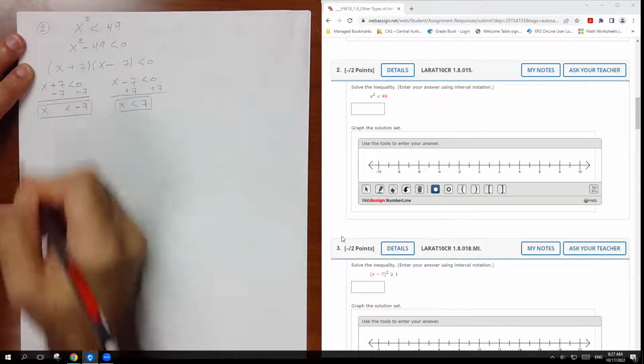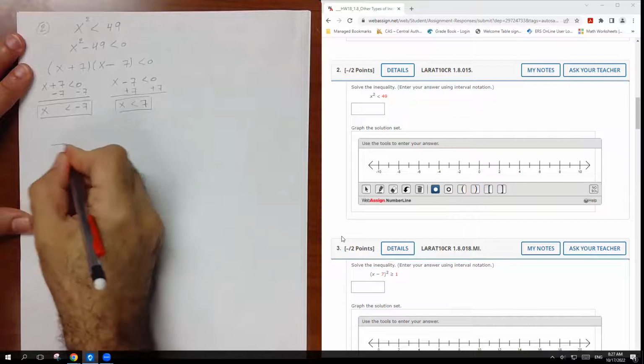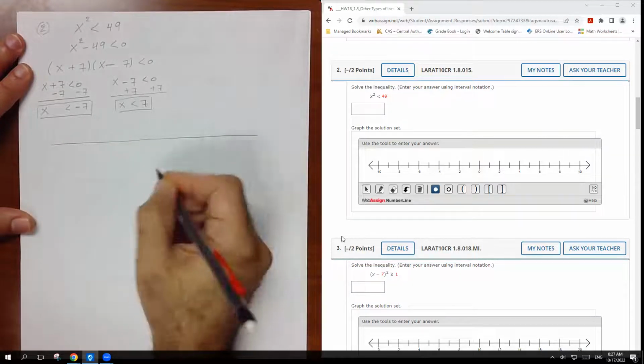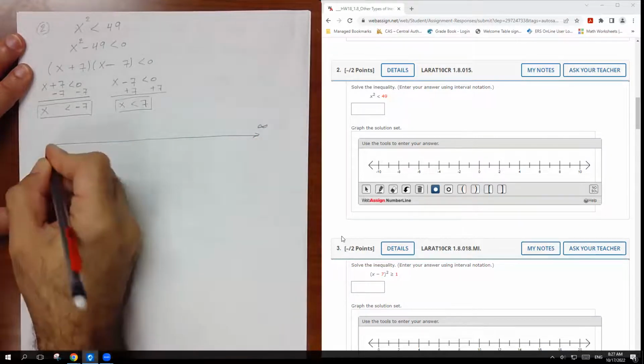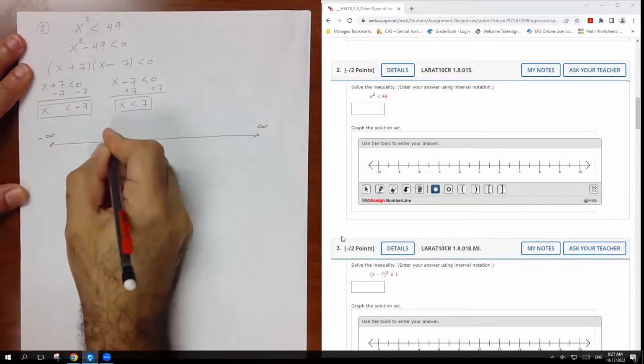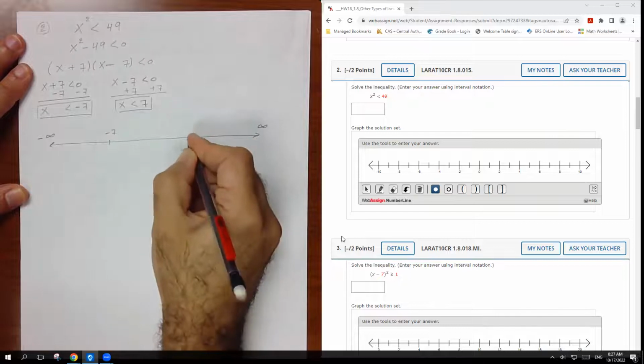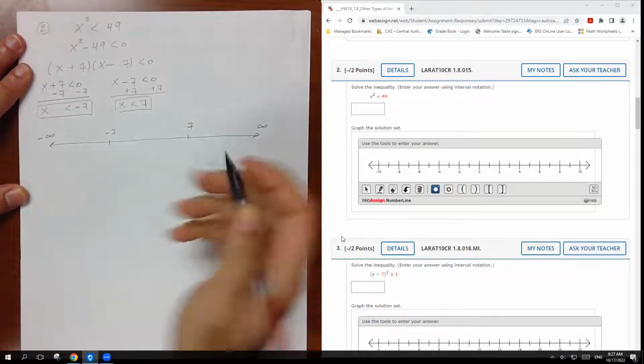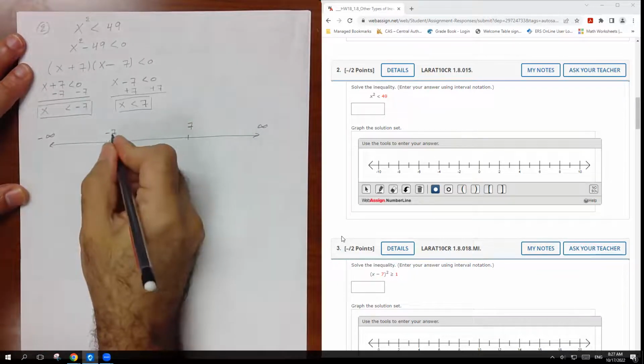Okay. So next step, you're just going to put a line. This is infinity. And here's negative infinity. Then put down negative 7 here and 7 here. Sometimes you have three key numbers. We will see that with the next part.